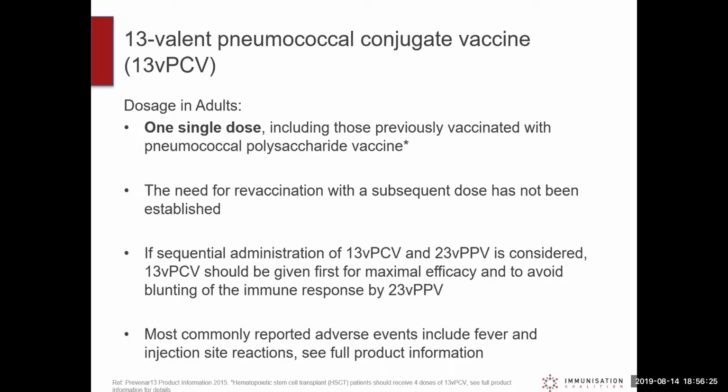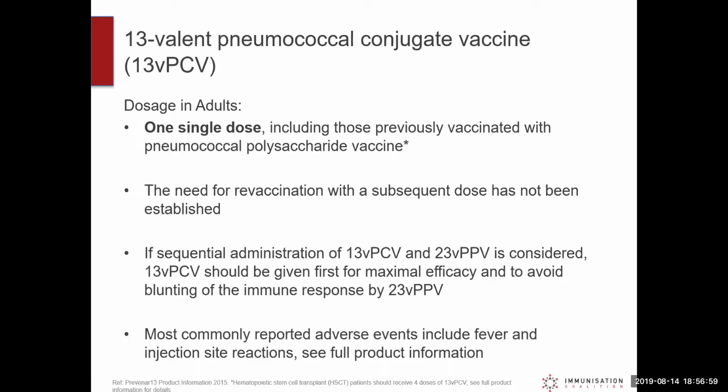Certainly for the best efficacy and protection, if you're going to be giving a dose of 13 valent as well as followed up by 23 valent, definitely give the 13 valent first. And then a couple of months later, you'd be giving your first dose of your Pneumovax 23. If you happen to give a dose of 23 valent first, then it's recommended that you wait 12 months to give that dose of Prevnar 13.